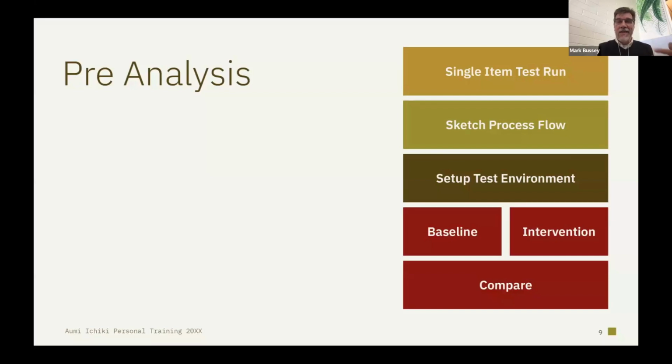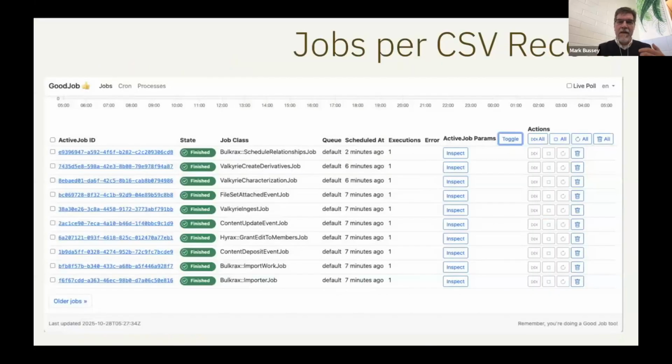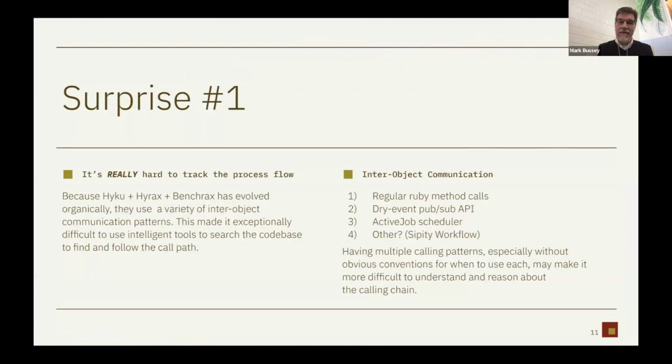There was a lot of pre-analysis in terms of doing lots of single item test runs and thinking about what the process is, and then trying to sketch the process flow, setting up the test environment, then running my baseline, and then running my intervention, which I've done enough times now to be pretty sure that it's all repeatable. So for a single item in a vanilla environment, I see these jobs running, and that was my baseline for what's going on and how I map this.